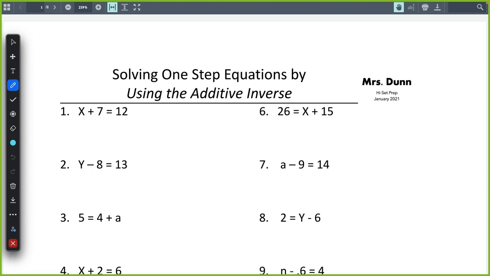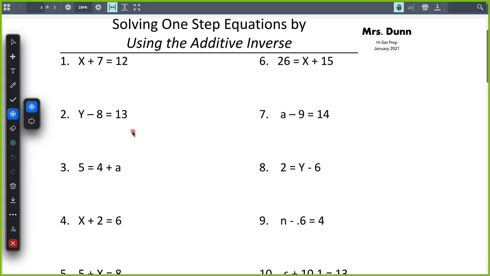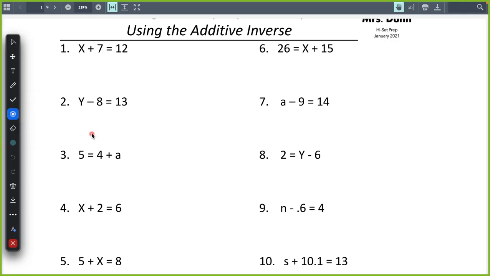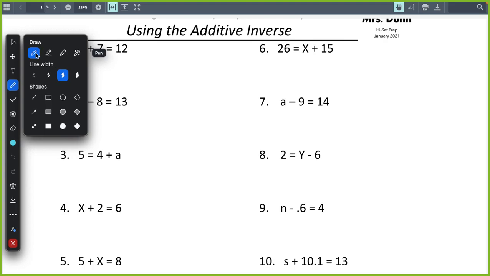I'm going to go ahead and talk to you about our solving one-step equations by using the additive inverse quiz. And so I hope that you did this quiz and that the teacher was able to correct your quiz. And I thought maybe we can go over a few of these. So let's do a few.